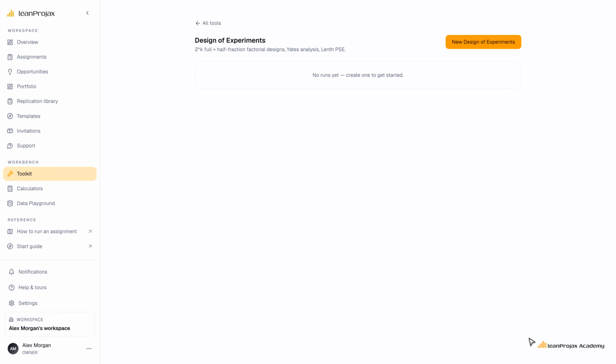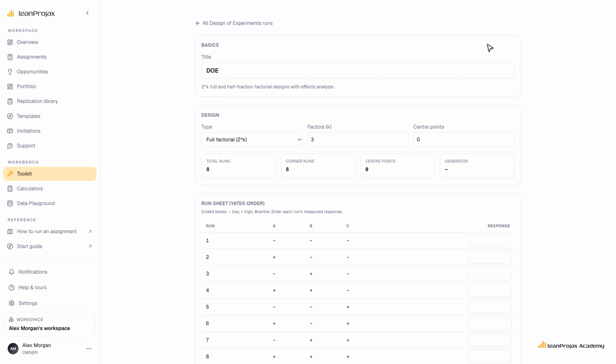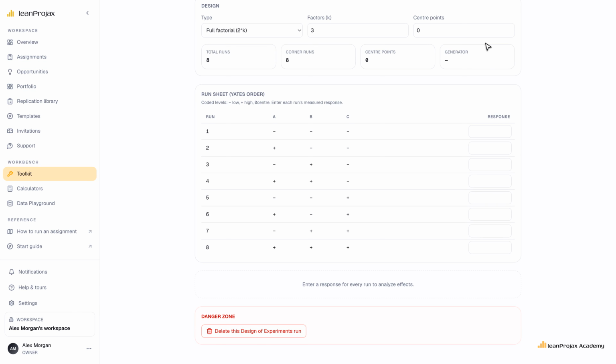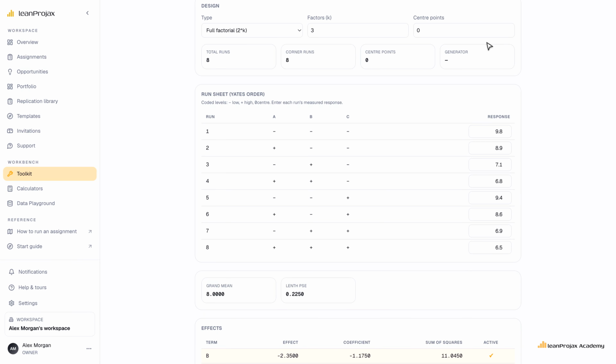The default is 3 factors, full factorial, 2 cubed, 8 runs. Let's say those factors are the 3 changes we considered. A. Auto-assign on arrival. B. The midday sweep. C. A severity recheck. And the run sheet is already written for you, in Yates order. Minus means the change is off, plus means it's on, and the 8 rows cover every combination there is. You go and run them and you type in what you measured. Response is in, and the effects come out.